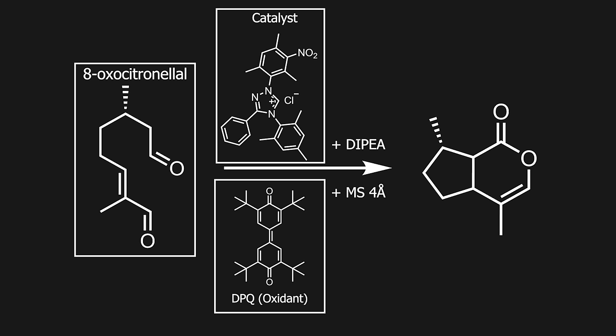Now looking back at the desired reaction, we have finished the largest part, which is making the catalyst. Now I have to make the remaining two reagents, which are 8-oxocitronellol and DPQ. First, I will make the DPQ, since it is only one step.